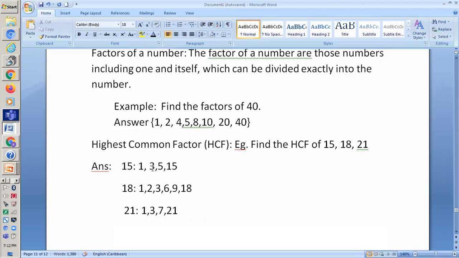All right. And as you can see, 1 is a common factor, and 3 is also a common factor. But 3 would have been the highest factor that is common among all 3 numbers. All right. So let me just highlight that. So answer.